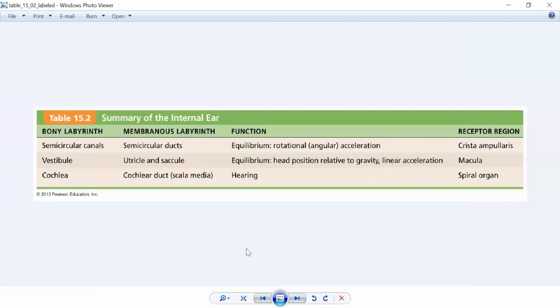Okay, for balance, static equilibrium gives you sensation going side to side or up and down, right? It's called static equilibrium. The receptors are in the organ called the vestibule. For dynamic equilibrium, where your head's rotating in an angular movement, the receptors are located in an organ called the semicircular canals. And then the receptors to interpret what you're hearing are located within an organ called the cochlea.